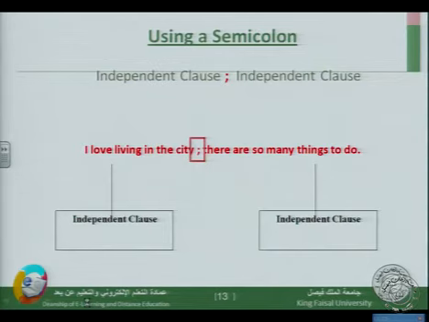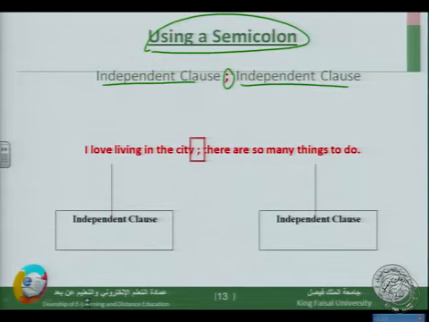as you can see here, let's start with the first use, using a semicolon. Independent clause, semicolon, independent clause. I love living in the city, semicolon, there are so many things to do. Also this is an independent clause because there are subject, verb, subject, verb. So this is one way to connect compound sentences together. Okay?